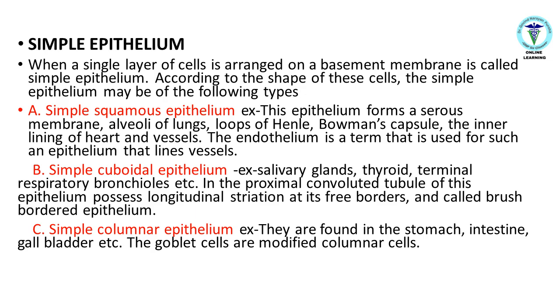B. Simple cuboidal epithelium. Salivary glands, thyroid, terminal respiratory bronchioles etc. In the proximal convoluted tubule, this epithelium possesses longitudinal striation at its free borders, and is called brush-bordered epithelium. C. Simple columnar epithelium. They are found in the stomach, intestine, gallbladder etc. The goblet cells are modified columnar cells.